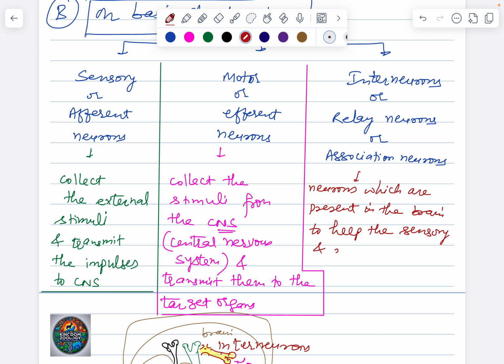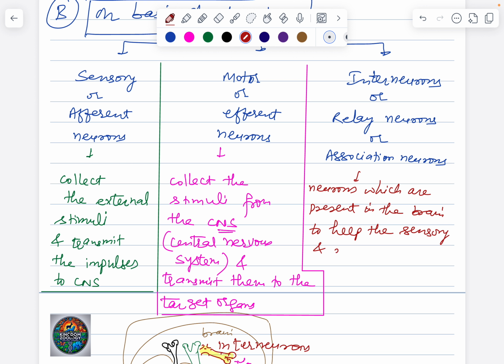So what was I just telling you? All parts of the brain where sensory neurons are accumulated are called sensory parts of the brain. All parts of the brain where motor neurons are accumulated, they are called motor parts of the brain. And all parts of your brain where interneurons are there, they are called association areas of your brain, because what type of neurons are present there? Association neurons.